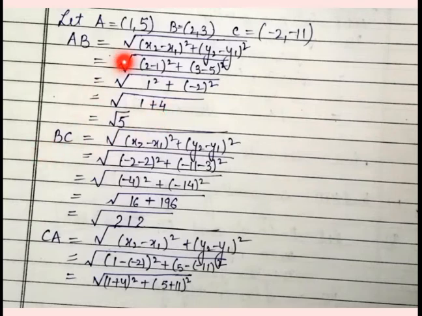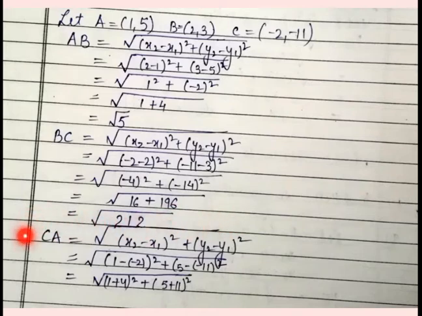Similarly, find BC. (Minus 2 minus 2) whole square and (y2 minus y1) is (minus 11 minus 3) whole square. Minus 2 minus 2 is minus 4 and minus 11 minus 3 is minus 14. Minus 4 square is 16 and minus 14 square is 196. After adding you will get 212. So distance between B and C is under root 212.